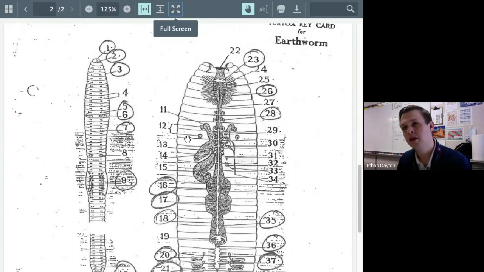Okay? Then you go over to the other side. So we went from the left side over to the right side. You take a look at 29. 29 is the testes. 30 is the sperm funnel. 31 is the ovary. 32 is the egg sac. 33 is the oviduct. And 34 is the vas deferens. Those are also reproductive organs.